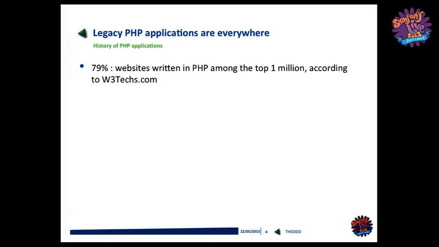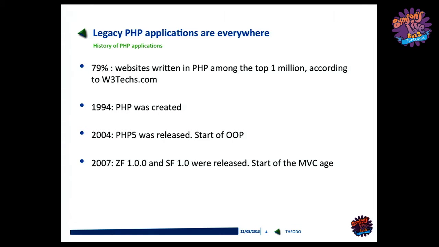The question of modernizing PHP apps is really important because there are many, many legacy PHP applications everywhere. One of the good reasons is that PHP is really the leading language on the web, so 79% of the top 1 billion websites according to W3Techs. Now the bad news is PHP was created in 94, and it's not before 2004 that the fifth version came out, which was considered the first one really implementing OOP patterns. So it's not until 2004 that people started really trying to organize their code in an OOP way. And it's not before 2007, with the release of Zend Framework 1 and Symfony 1, that people started also adopting massively the MVC architecture. So if you do the math, it makes 13 years of mostly spaghetti-coded websites.